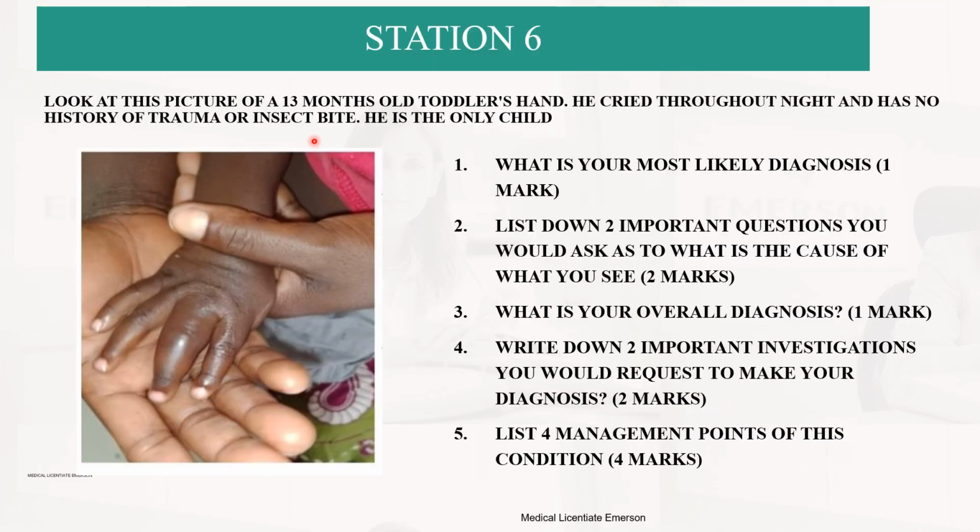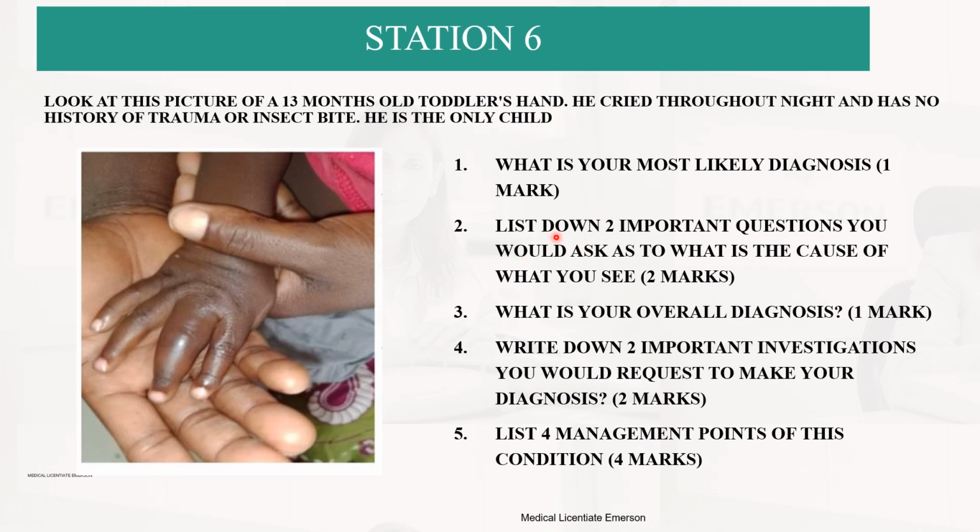So look at this picture with a 10 months old toddler. Okay, toddler's hand. He cried throughout the night and has no history of trauma or insect bite. He is the only child. What is your most likely diagnosis? That's the first question.